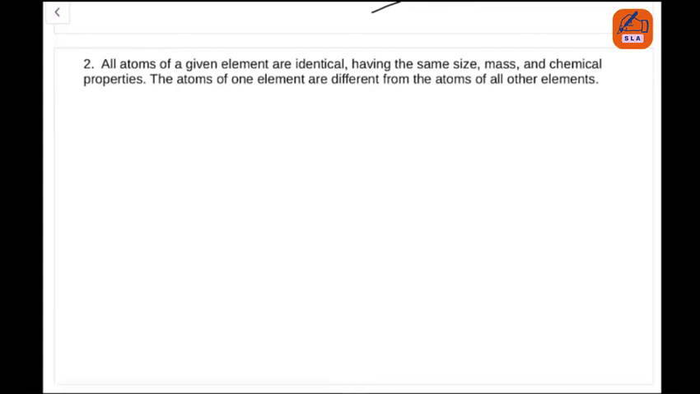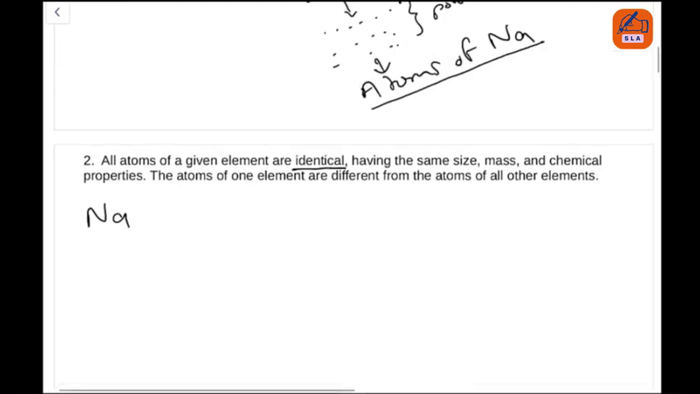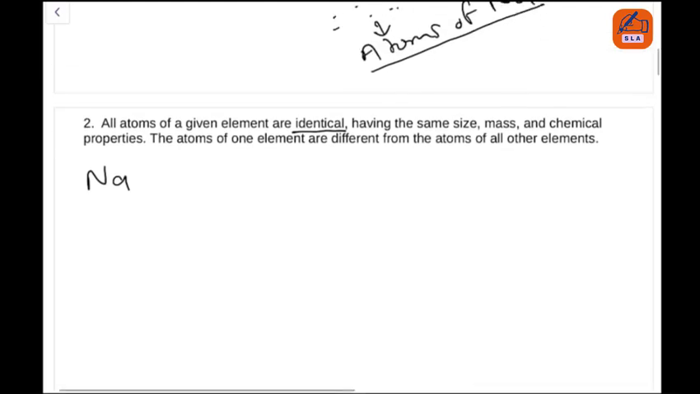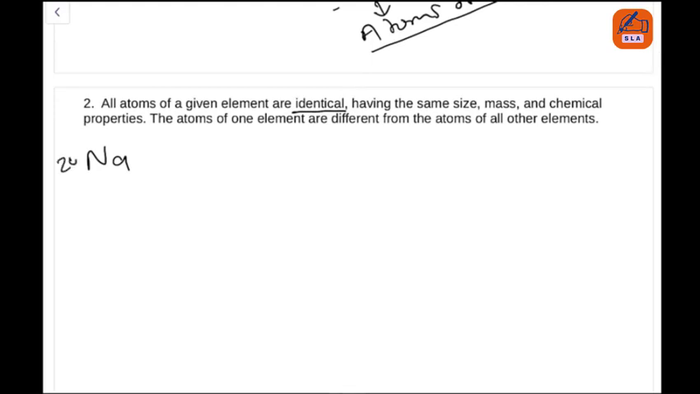The second law of the theory was: all atoms of a given element are identical. So all atoms are first identical. Let us break it down. Now you have sodium. These atoms of sodium that you took here from the powder of sodium, your atoms of sodium. So let's say you have 20 atoms of sodium. All of these 20 atoms of sodium will be firstly identical. That is the first thing. They will be identical. They'll have the same size. So you have sodium atom number 1 and sodium atom number 2. All of these will have the same size.